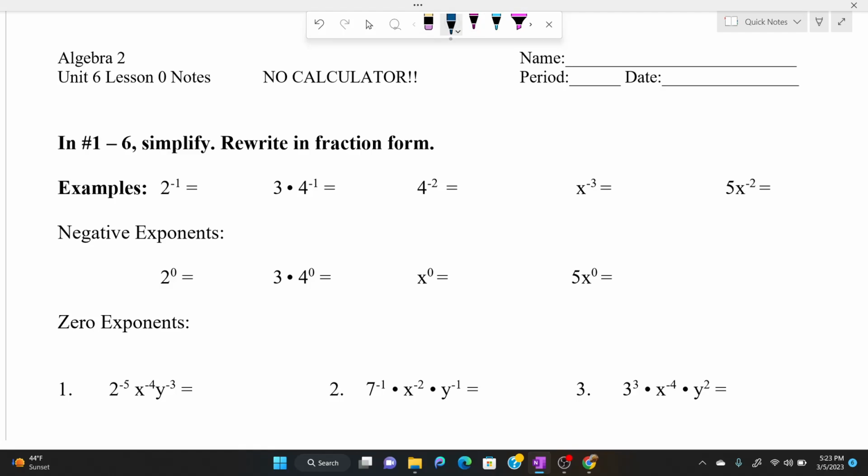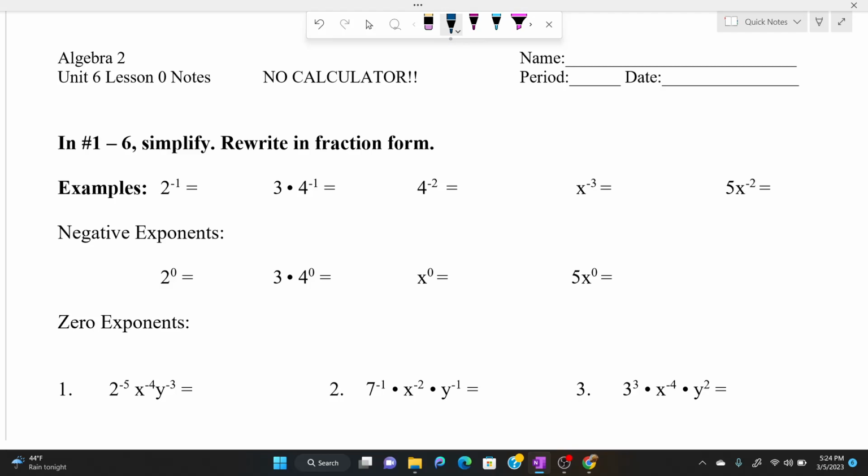In today's video, we're going to be doing day 2 of lesson 0, which is really on exponent rules. All right, so we're going to try our best not to use a calculator here. It says numbers 1 through 6 simplify, rewrite in fraction form. Okay, so let's start with some negative exponents here. 2 to the negative first power.